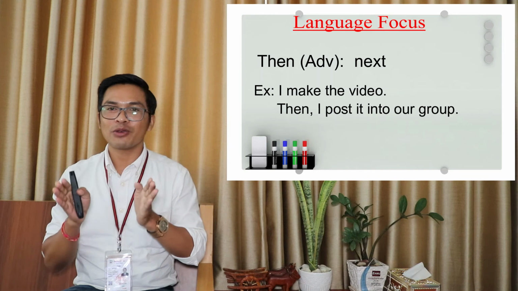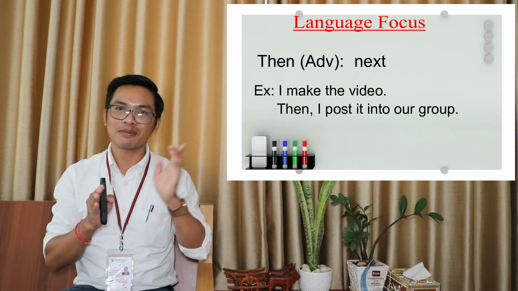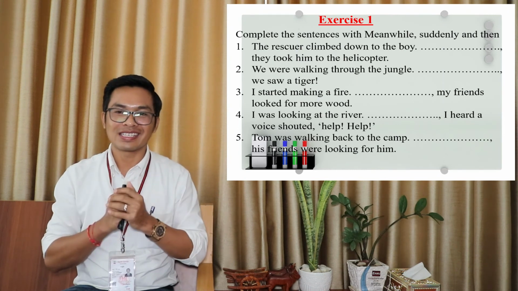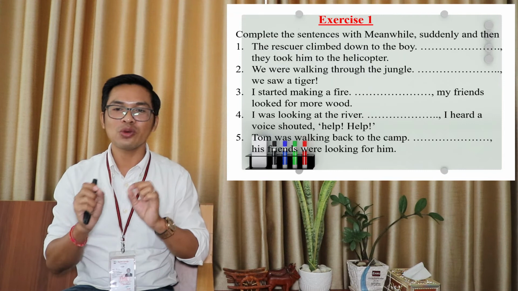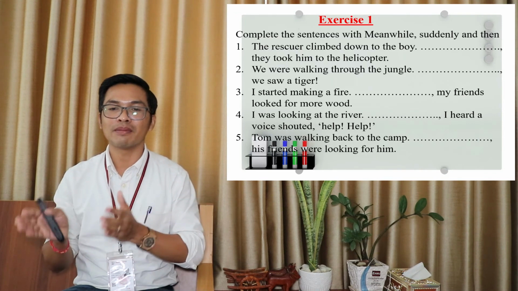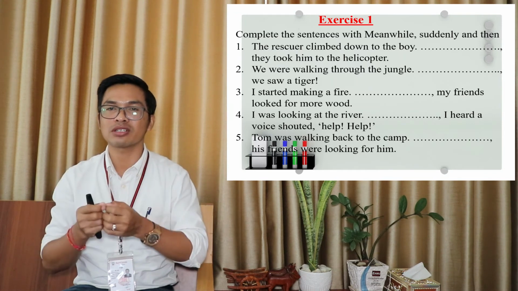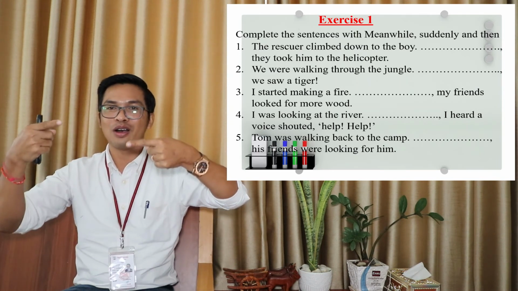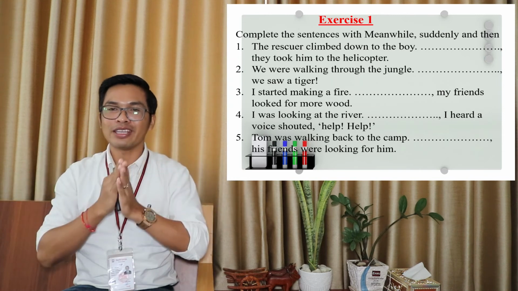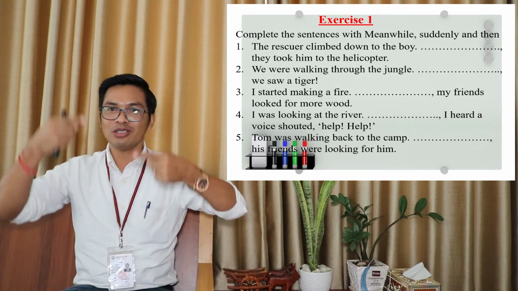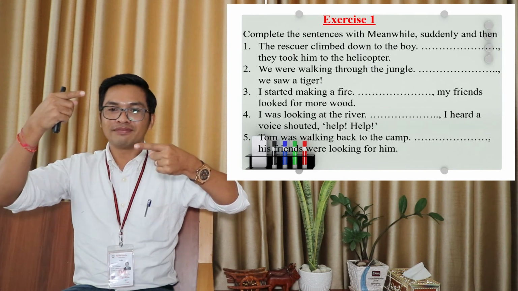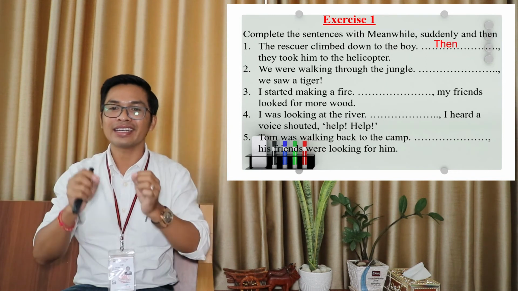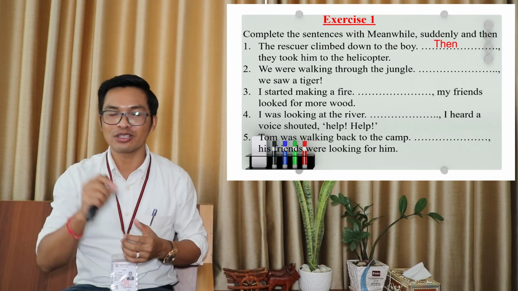So if you understand the three words, I want you to practice with me a little bit. Look at exercise number 1. Complete the sentences with meanwhile, suddenly, and then. Number 1: The rescuer climbed down to the boy, blah blah blah. They took him to the helicopter. So you see, is the action the same or different? One, two, or the same thing happened at the same time. So it means the rescuer climbed down to the boy, then they took him to the helicopter. Right, so number 1 is that.